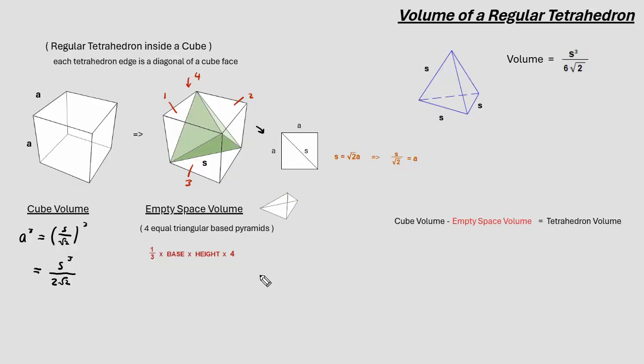Well, each section of empty space is a triangular base pyramid of the same size, and the volume of a triangular base pyramid is given by 1/3 multiplied by the base area multiplied by the height. And as we have 4 of these pyramids, we multiply this value by 4. Now the height value is quite straightforward. It's just the height of the cube itself, which in terms of S we worked out to be S over root 2.